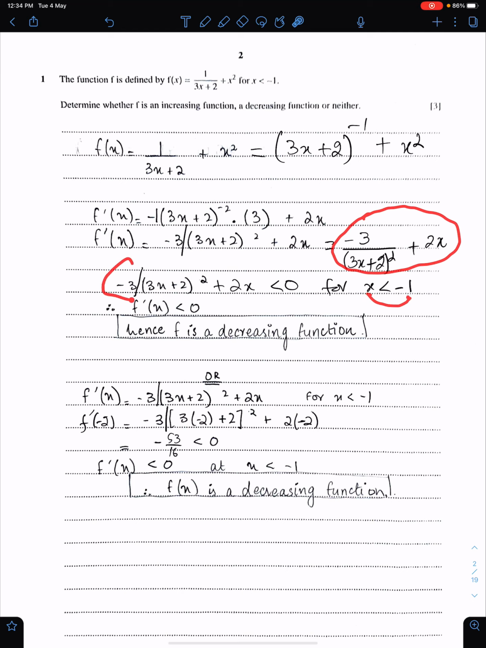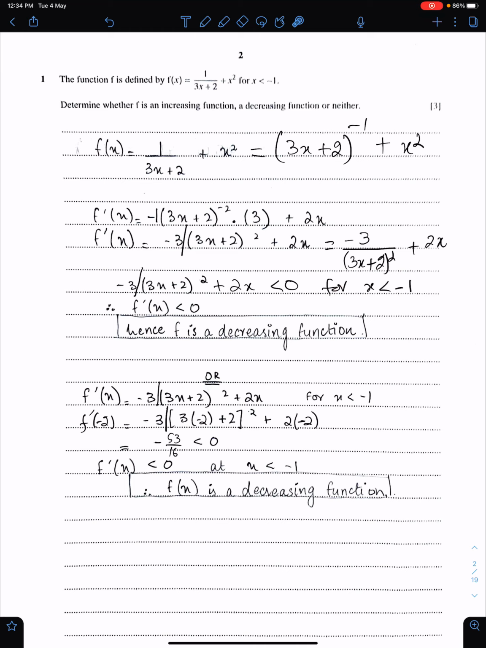Therefore, f prime x is negative because this expression is f prime x. So when this expression is negative, that means f prime x is negative. Hence, f is a decreasing function. This is method number 1. You need to observe the expression for the given domain.